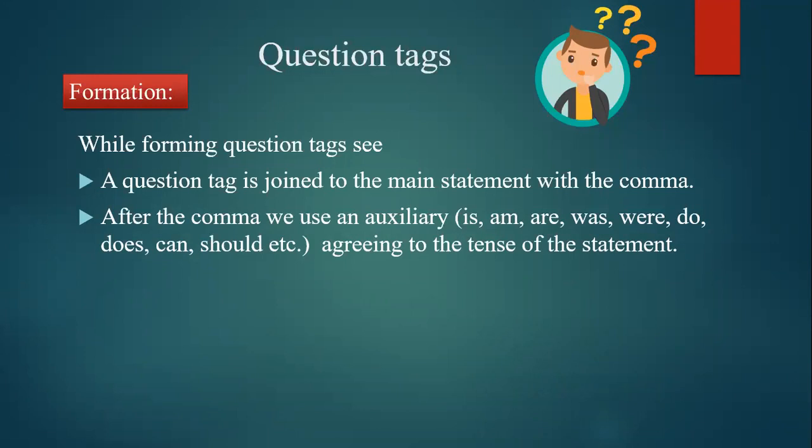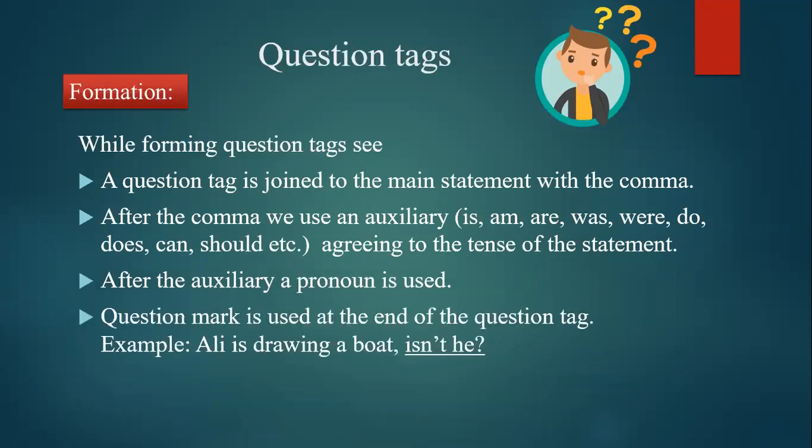After the comma, we use an auxiliary: is, am, are, was, were, do, does, can, should, etc. Auxiliaries are the question words, okay? Agreeing to the tense of the statement. You have to use the auxiliary according to the tense of the statement. If your statement is in present tense, you have to use the present tense auxiliary, okay? After the auxiliary, a pronoun is used. A question mark is used at the end of the question tag.